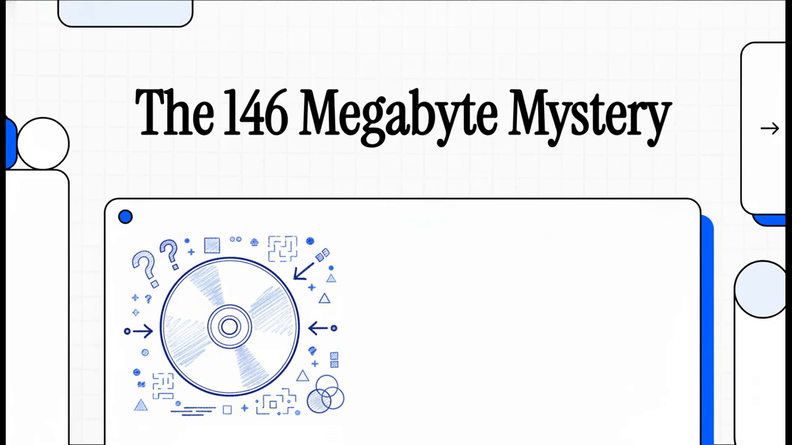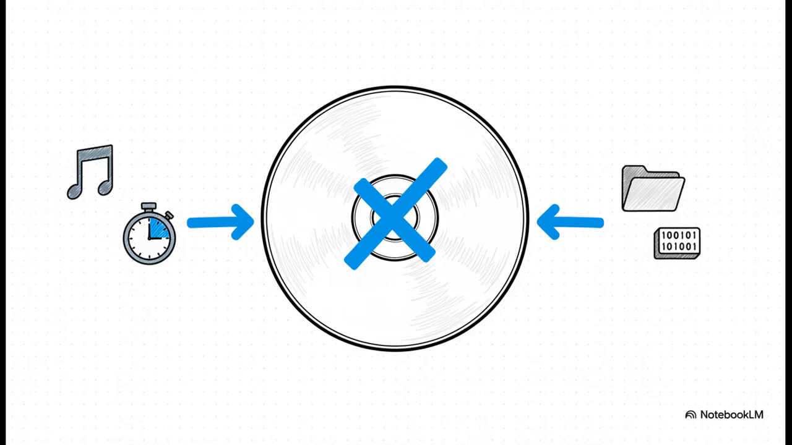If you've ever held a blank CD, you've probably held a really fascinating puzzle without even realizing it. It's a 146 megabyte mystery, and it's been hiding in plain sight on millions and millions of these shiny disks for decades. See, you look at the label, and it lists two numbers, 80 minutes of audio and 700 megabytes of data. You'd think those are just two different ways of saying the same thing, right? Well, here's the thing. They're not.